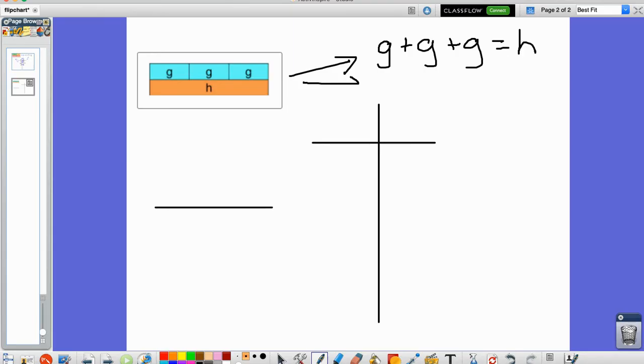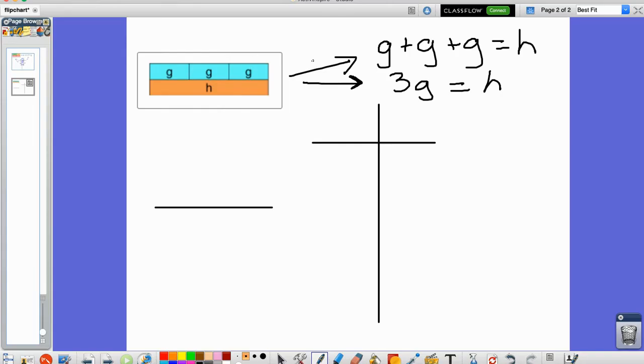Or you might say 3 of these g's is the same thing as h. And by the way, this is 3 groups of g: 1 group of g, 2 groups of g, 3 groups of g. Okay? So here's one quick way to go from a tape diagram to an equation.